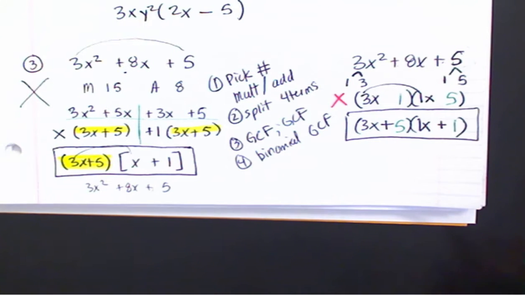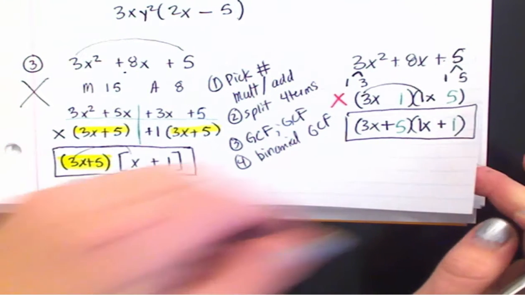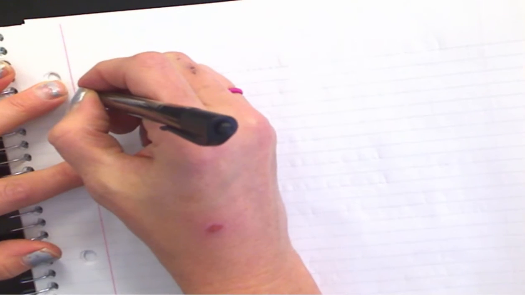Okay, so I'm going to do one that has a couple more choices and show you how to systematically go through the choices and eliminate the ones that don't work. Okay. Just another example. All right.